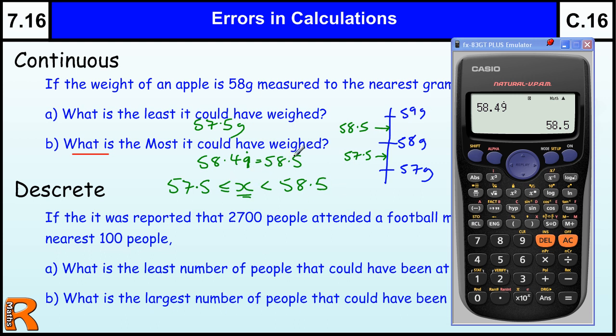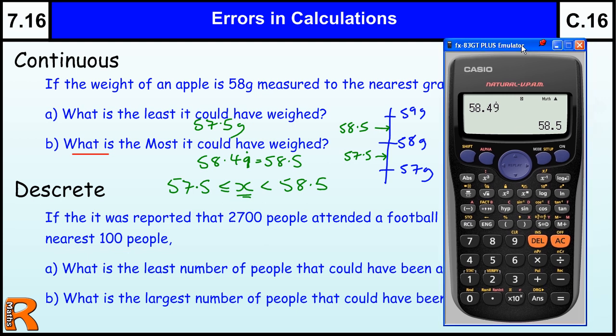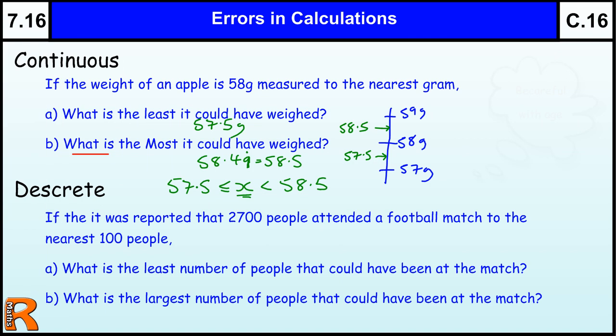But when we're doing calculations with boundaries, we always use the 58.5 because it's very difficult to calculate this value, and even if you did calculate it on these calculators, it would still be using the 58.5 anyway, so you might as well use it to start with. Okay, so that's the basics of errors in boundaries.